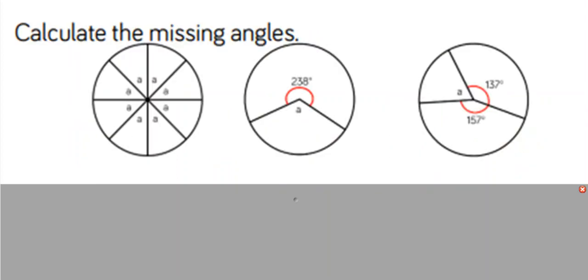Okay, now it's your turn. Can you calculate the missing angles? Remember, angles on a point add up to 360 degrees. If you have a straight line, you could try and use that. But for these ones, you shouldn't need to. You should just need to subtract from 360. Okay? Pause the video now and have a go.